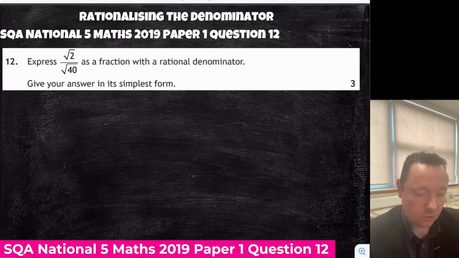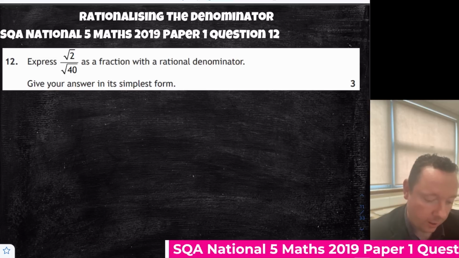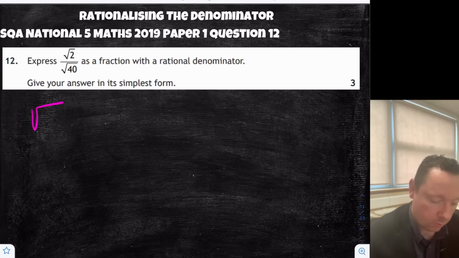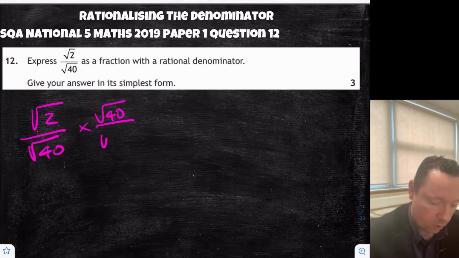SQA National 5 Maths 2019 Paper 1 Question 12. Express root 2 over root 40 as a fraction with a rational denominator and give it in its simplest form. So we've got root 2 over root 40. You can simplify now or after. So we'll simplify after. Root 40 over root 40.